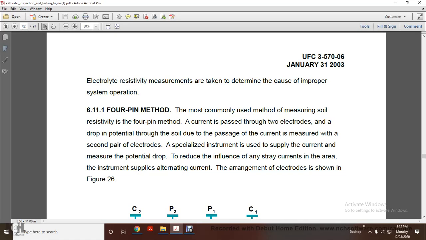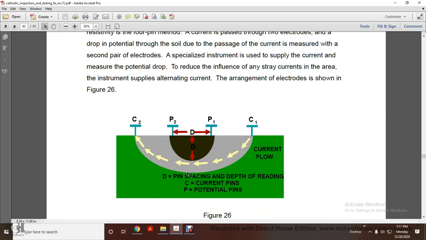Alright, 6.11.1, the 4-pin method. The most commonly used method of measuring soil resistivity is the 4-pin method. The current is passed through the soil with two electrodes, and the potential drop through the soil caused by the passage of the current is measured with a second pair of electrodes. A specialized instrument is used to supply the current and measure the potential drop, to reduce the influence of any stray currents in the area. The instrument supplies alternating current to the electrodes, shown in Figure 26.